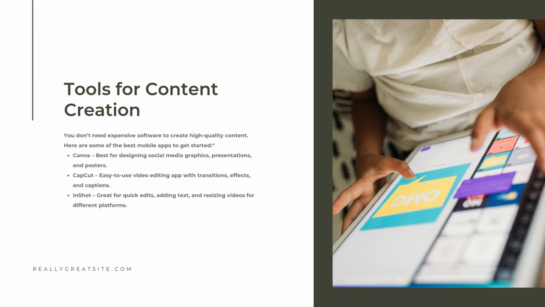And then we'll also touch slightly on InShot. InShot is great for quick edits, adding text, just like CapCut. But we'll be emphasizing more on CapCut in this module. Regardless, if you have these three tools, all you just need to do is go to your app store or Google Play Store, and you'll be able to download these tools. And you've already started your content creation journey.